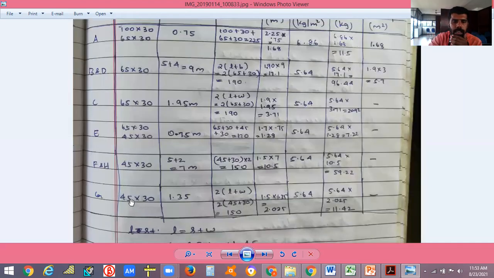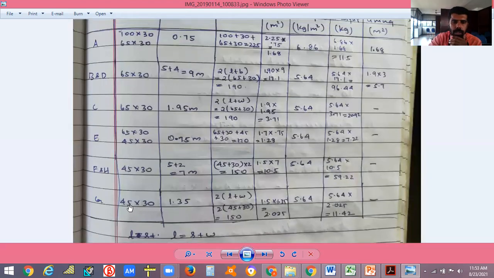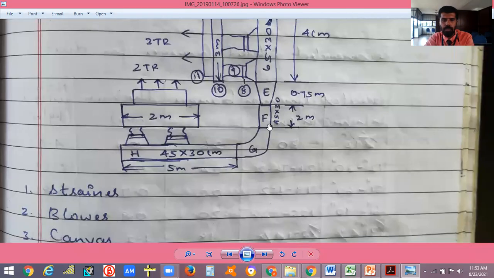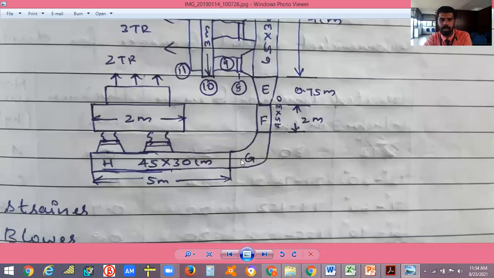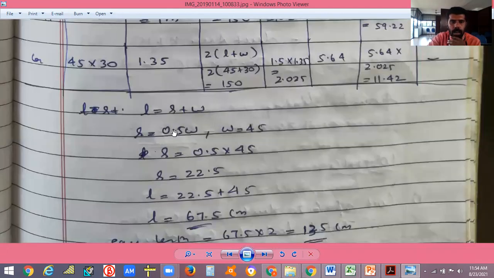Okay. So G, the length duct with dimension is 45 into 30. You know it. This 45 into 30, 45 into 30, 45 into 30, this G. Now we are going to find the duct length. The same formula: L is equal to R plus W. R equal to 0.5 into W. W is equal to 45 here. So 0.5 into 45 is equal to 22.5.